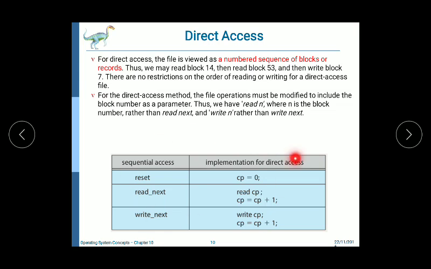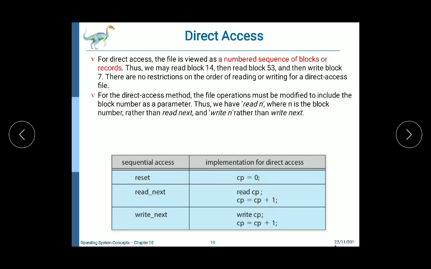So, consider this code. Sequential access reset can be implemented with the help of direct access like this. cp is for current position. Current position is equal to 0. Reset means setting the value to 0, no? So reset is implemented by current position equals 0. Read next can be implemented like this. First read the current position pointer cp and then it is incremented by 1. Similarly, write next. First get the current position, so write to the current position and then it is incremented by 1.